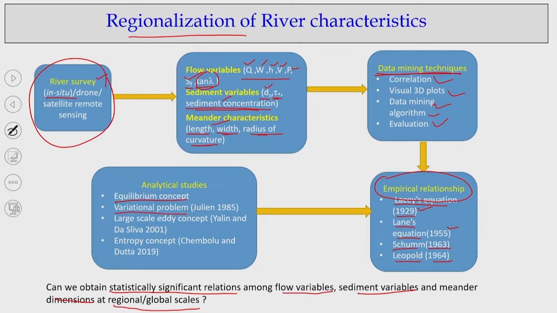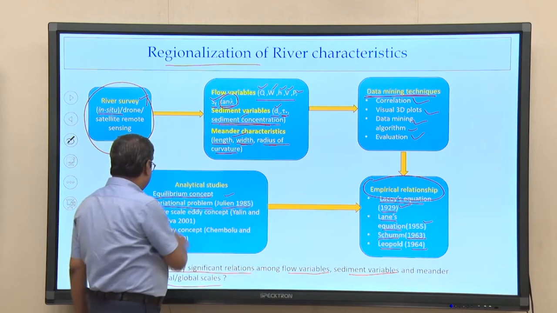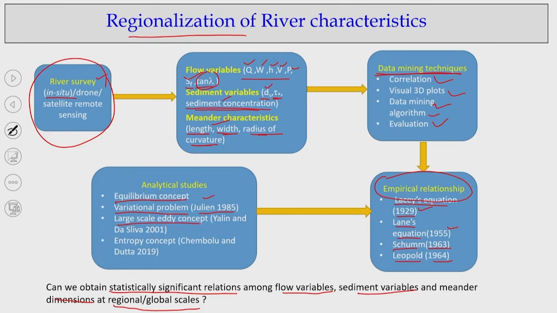Variational problems are also there, where they consider minimizing the energy dissipation concept, which follows through the variations, the Julian, 1985. The large scale Eddy's concept, nowadays people are talking about all these forces. What happens is that due to extreme flood events, it creates large scale Eddy's, the turbulent structures we discussed in previous classes. That structure is responsible for the formation of that. So, that is the reason there is the large scale Eddy concept.